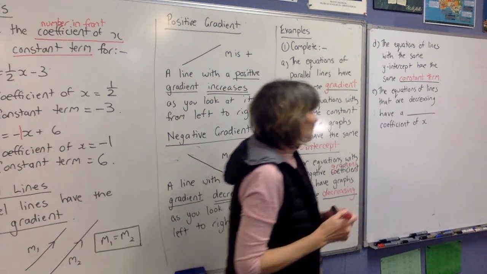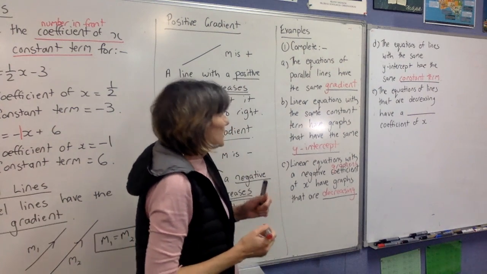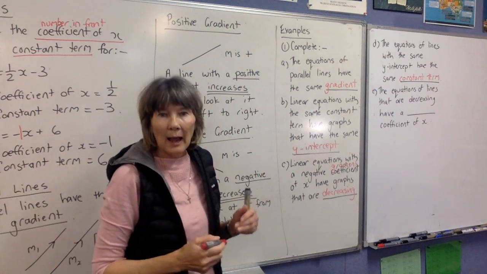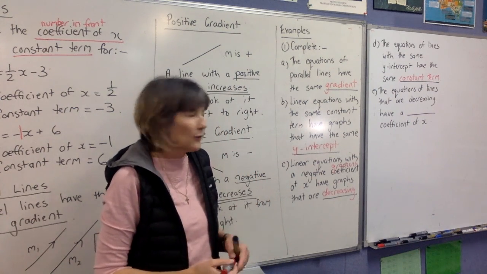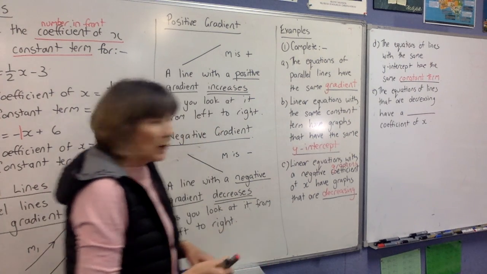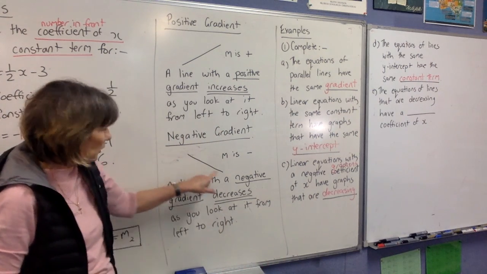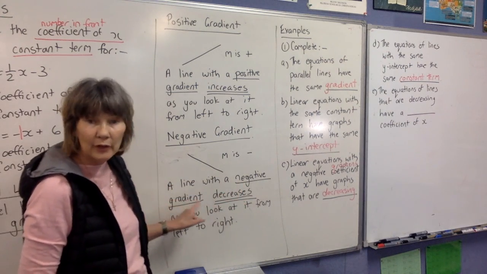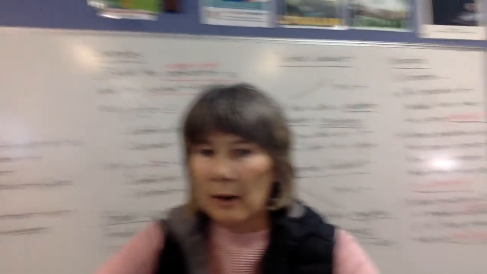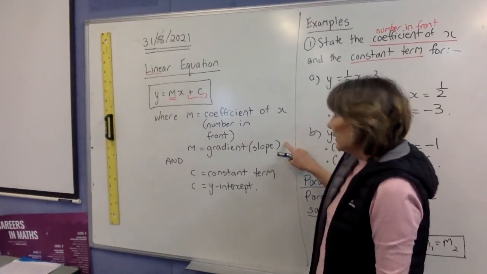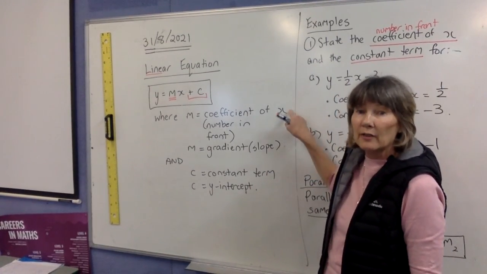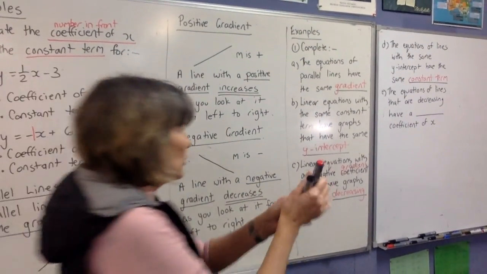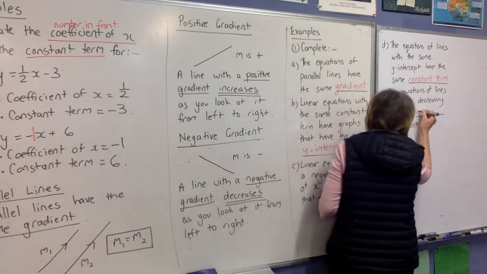Okay, next one. The equations of lines that are decreasing have a what coefficient of x? So here's the lines that are decreasing. Remember, if they were decreasing, they have a negative gradient, negative coefficient of x. Okay, so they've got coefficient of x. We're going to fill in the word negative.